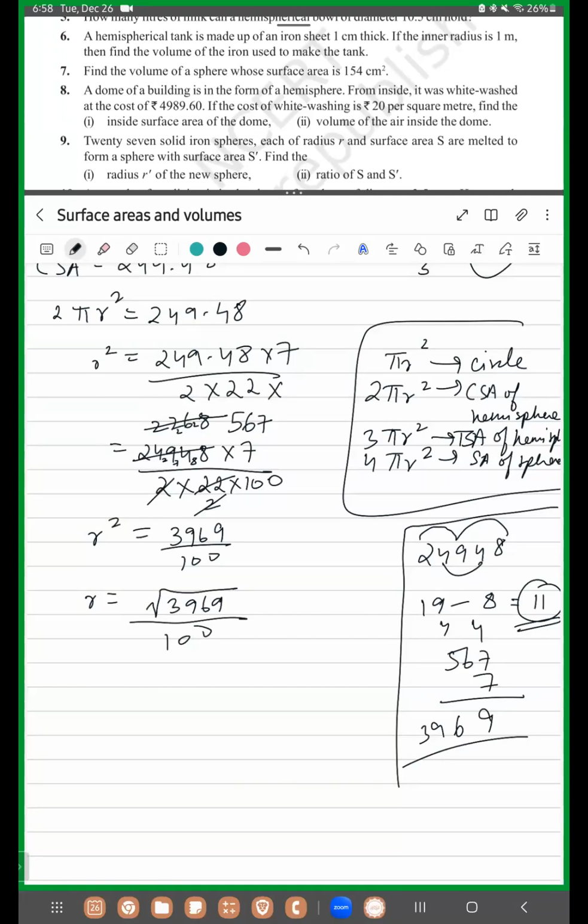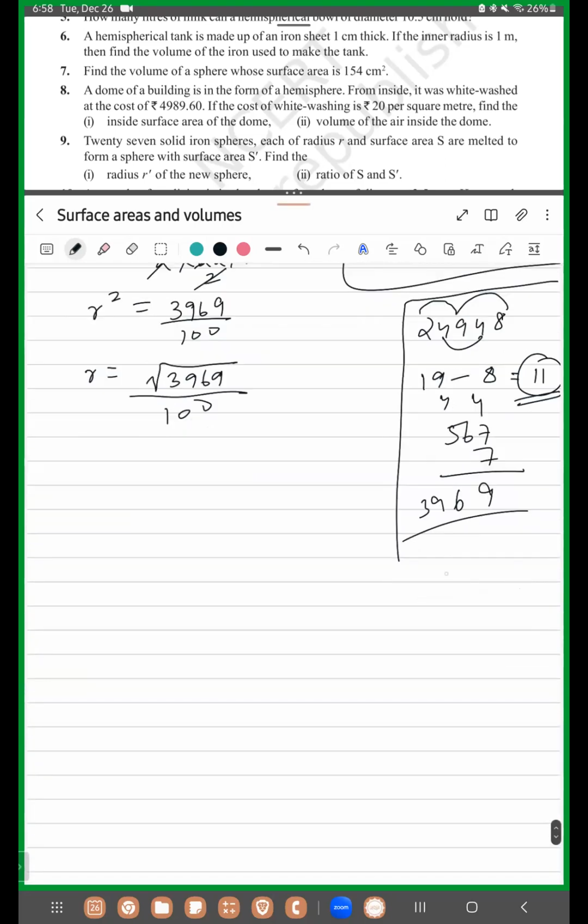Root of 3969. Let's calculate it using the prime factorization method. Yeah, it's going to be 63.